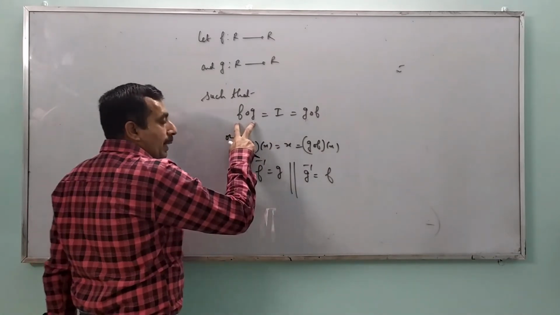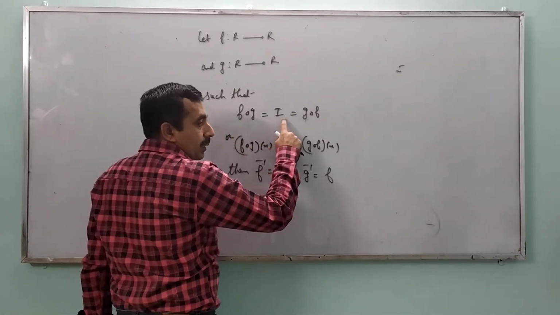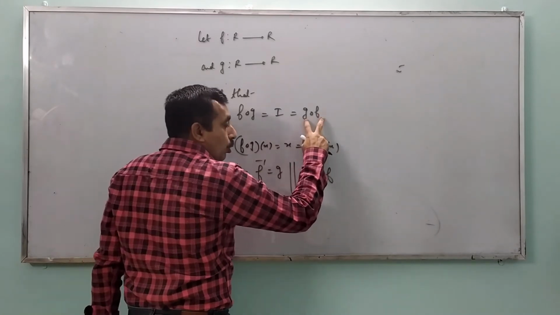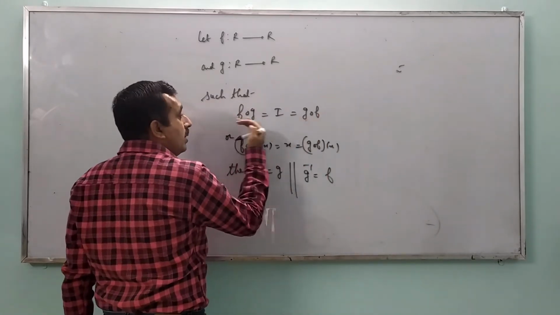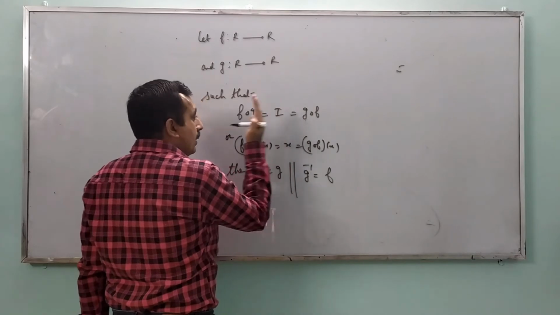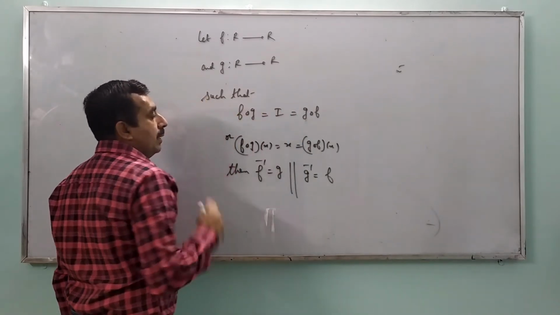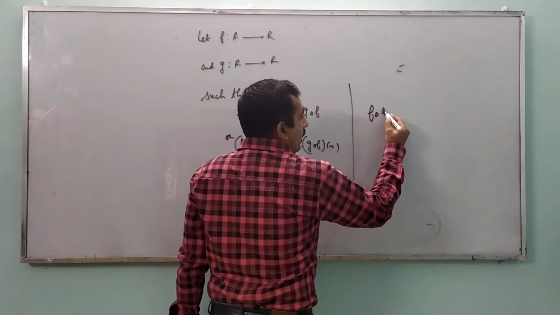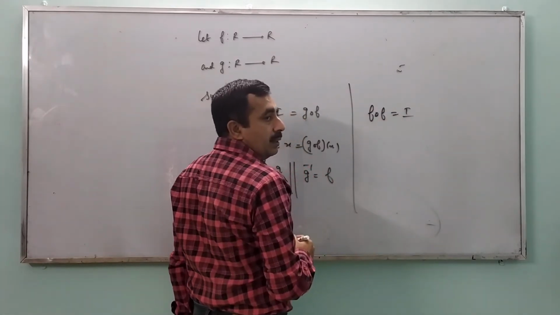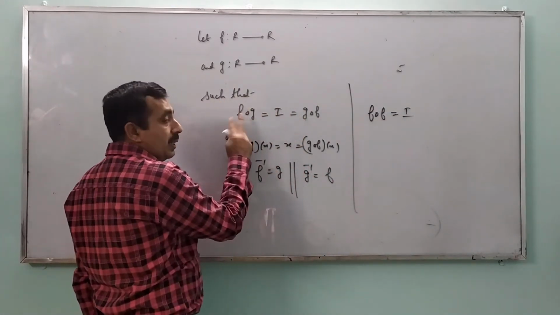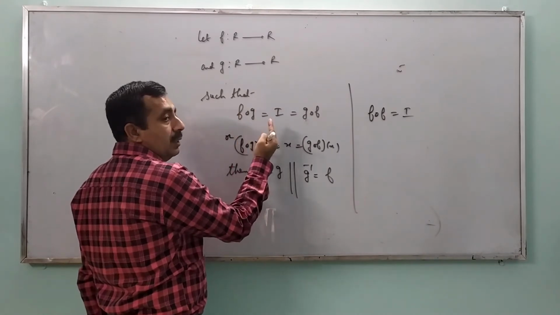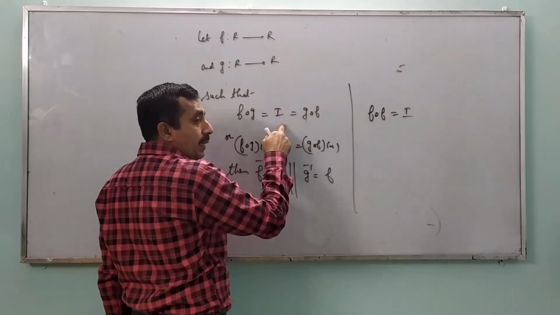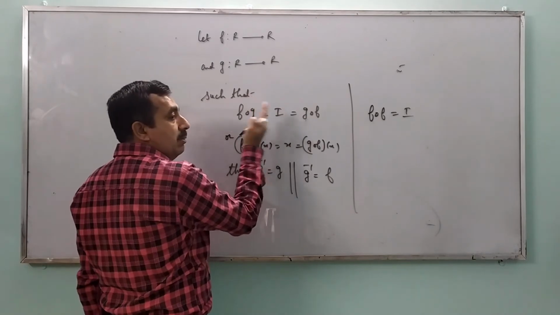If two functions operate on each other and the answer is I, that is, f of g is I and g of f is I, then f inverse is g and g inverse is f. Here the two functions are different, f and g. So if f of g and g of f are both I, then f inverse is g and g inverse is f.